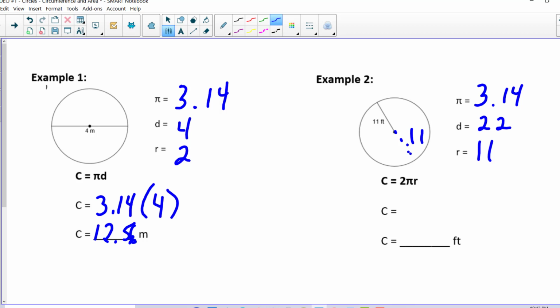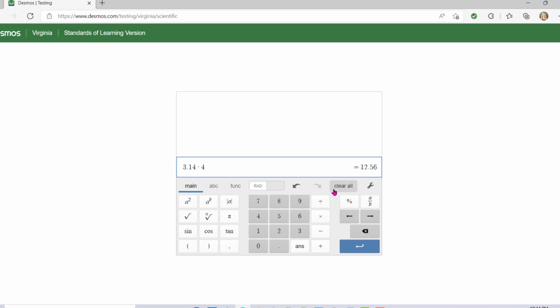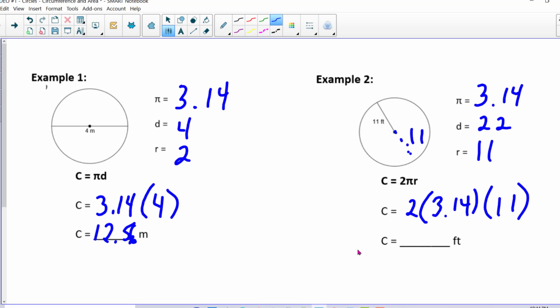Now let's put this into our equation. So we have 2 times pi times the radius. So I'm going to say 2 times, and what's pi? 3.14. And what's the radius? The radius is 11. Now I'm just going to put all of that into our calculator. 2 times 3.14 times 11. Okay, so let me clear this. 2 times 3.14 times 11. And what do we get? 69.08. So let's write that in. 69.08 feet. Sorry, my 6s are not looking great.